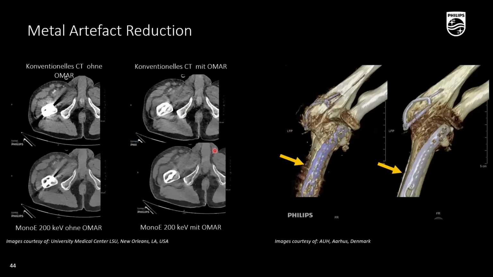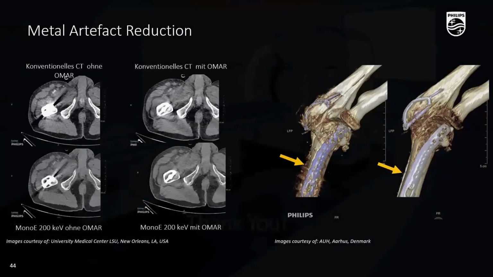And then the metal artifacts I already talked about, so I don't think I'll spend much time here, but just as we saw before, with the higher energy images we can reduce the metal artifacts, so that the regions around orthopedic implants can be assessed much more reliably than with the artifacts.